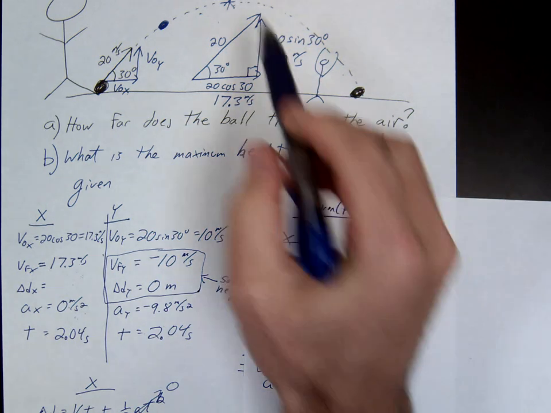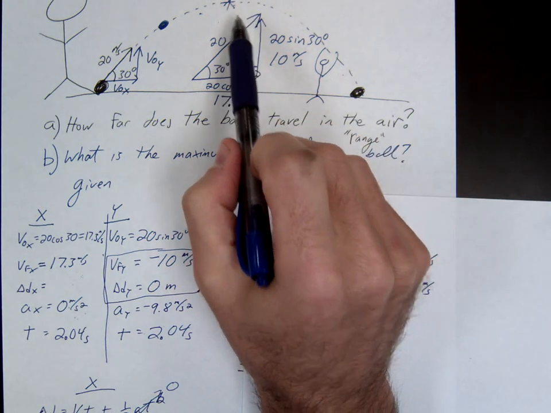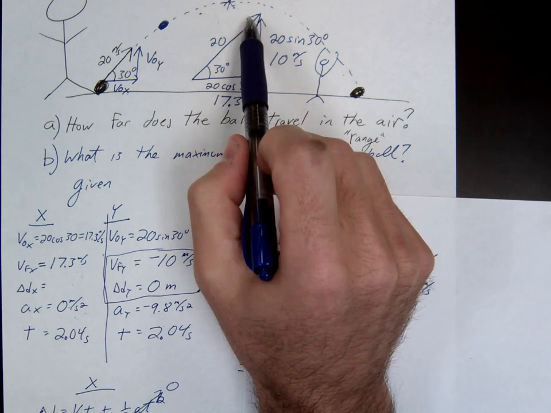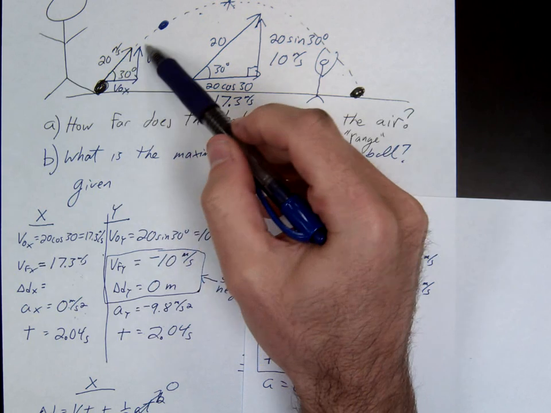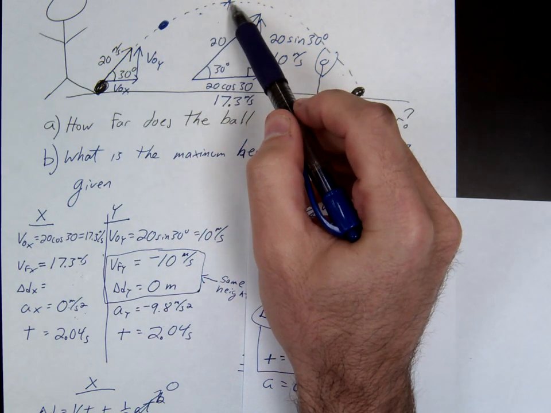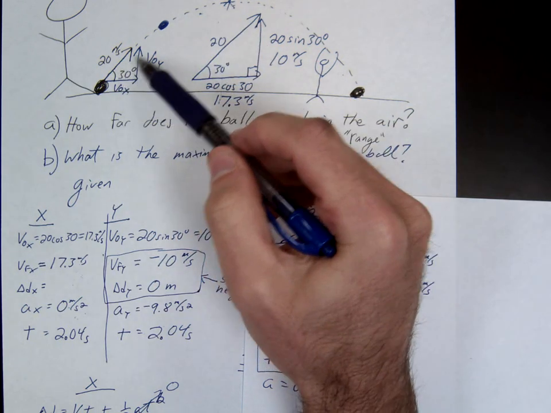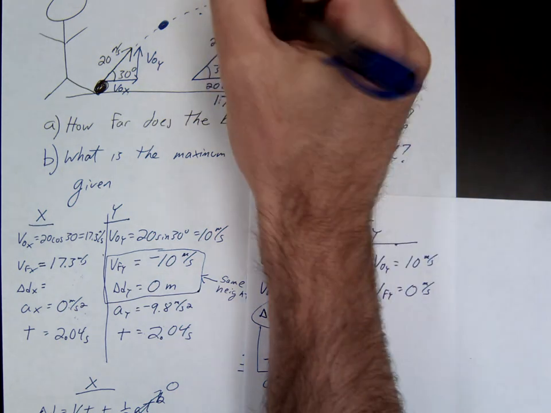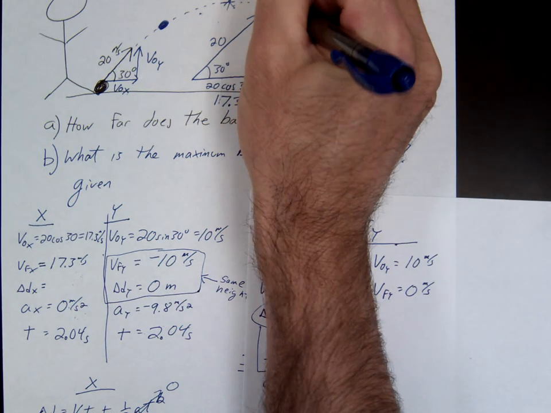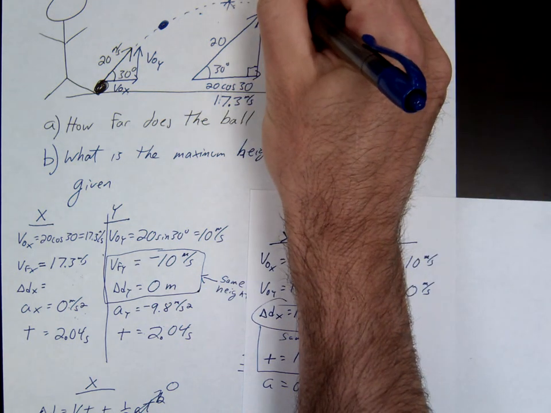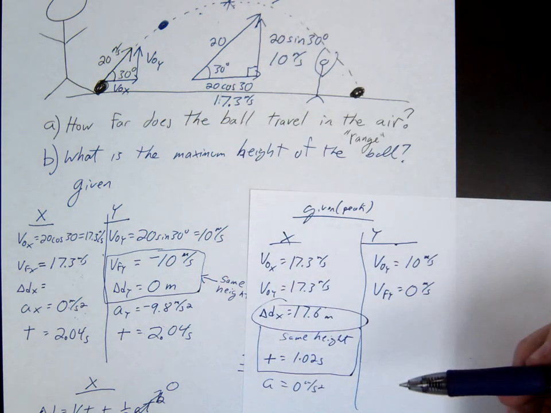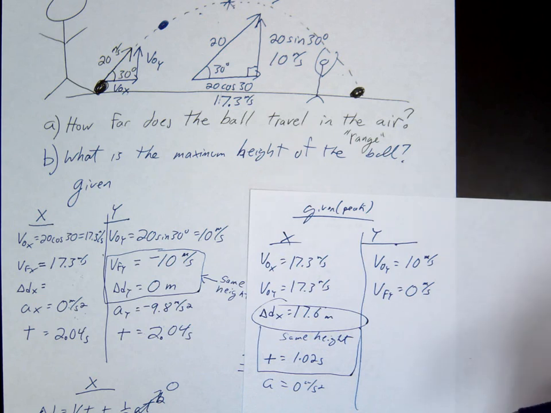Now this is important. At the peak, does the ball stop? No, the ball does not. If the ball stopped, what would happen to it? It goes straight down. So it doesn't stop. It's still moving. It just has only a horizontal velocity. It just stops rising, and then it starts falling. So that's why it's 0.